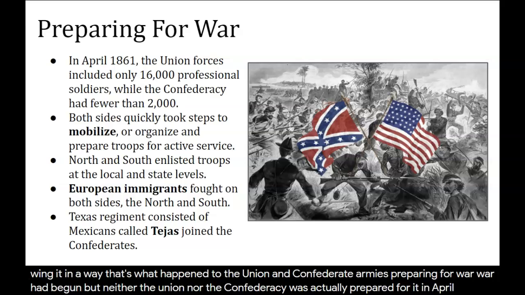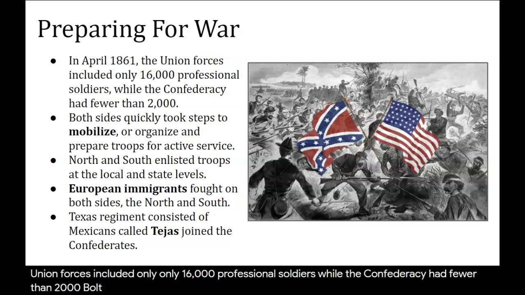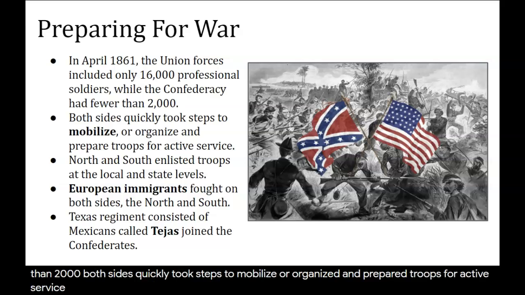In April 1861, the Union forces included only 16,000 professional soldiers, while the Confederacy had fewer than 2,000. Both sides quickly took steps to mobilize, or organize and prepare troops for active service. The North and the South enlisted troops at the local and state levels.